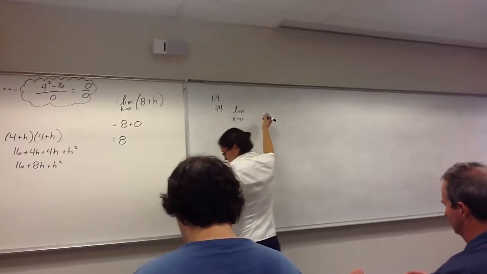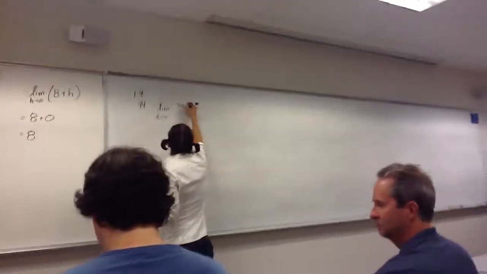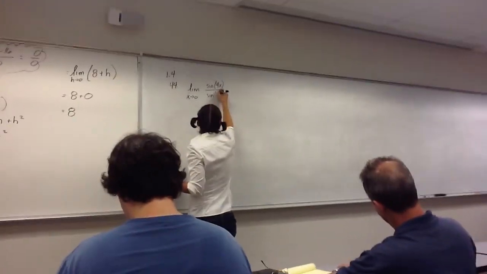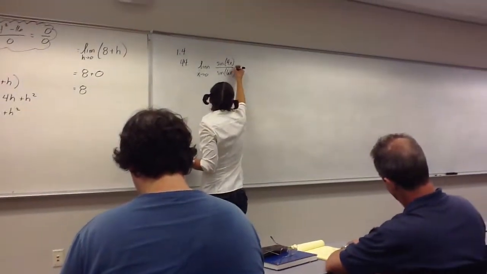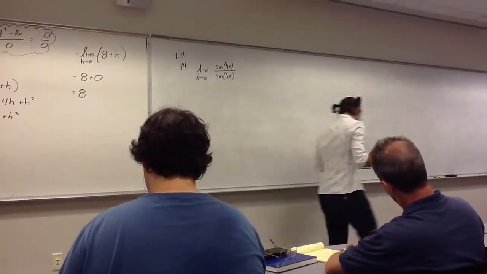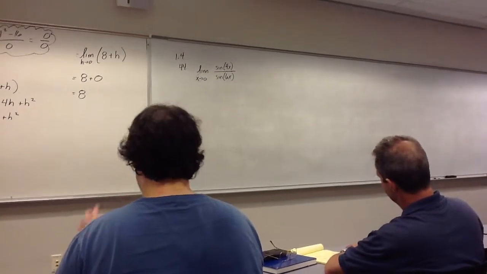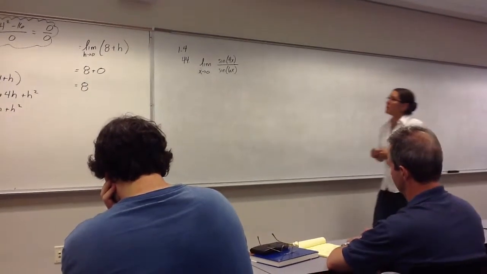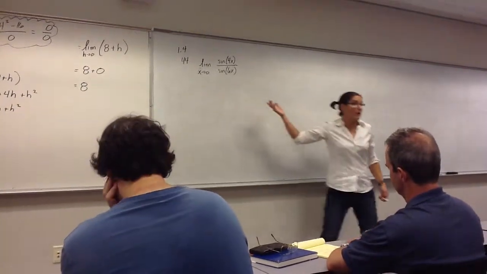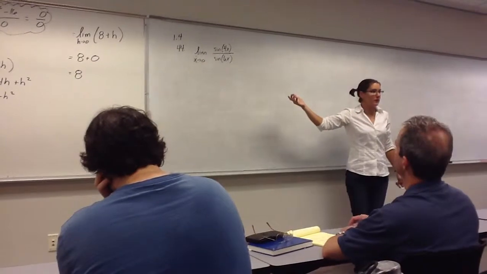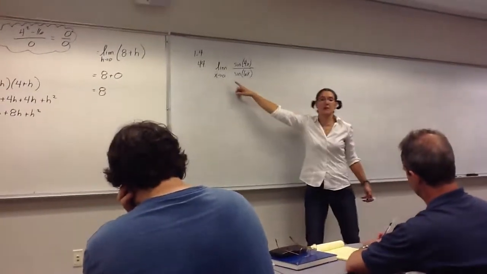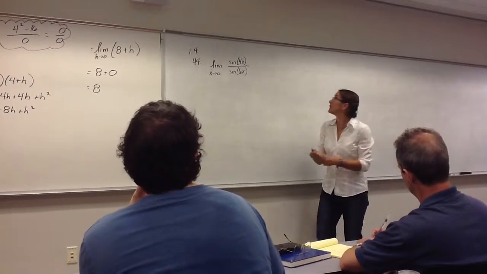approaches 0 of sine of 4x over sine of 6x. All right, so when I look at this, the very first thing that I want to do is see what happens if I were to plug in x equal to 0 into our function.